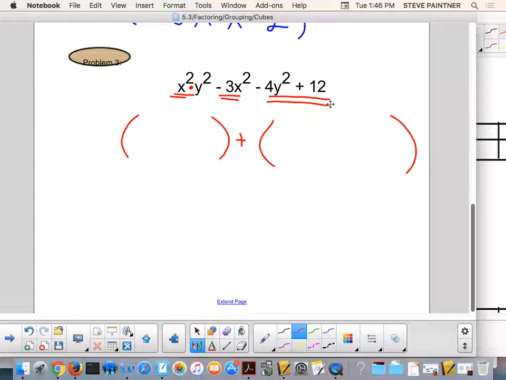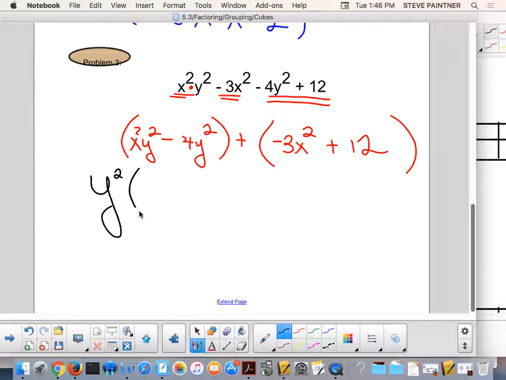So x squared, y squared minus 4y squared because they share what? Y squared. Then go over here and do negative 3x squared and plus 12. So what you're doing is you're separating one problem into 2 problems. Take out what? Y squared. The GCF is what Eric said. What's left? X squared minus 4.